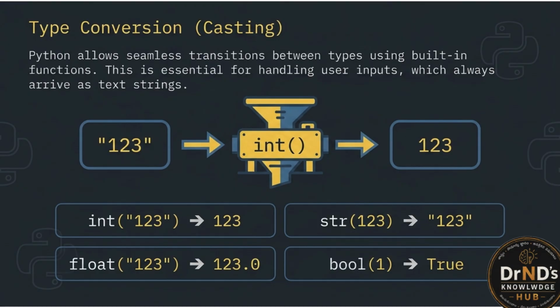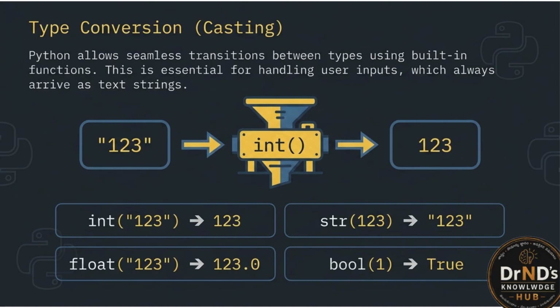Converting string to float. Similarly, Python provides the float() function. For example, float inside the brackets, quotation 123, the output becomes 123.0. Now Python stores the value as a floating point number. This is useful when dealing with decimal values such as body temperature, drug concentration, or laboratory measurements. Converting integer to string. Sometimes we need to perform the opposite conversion. Python provides the str() function.